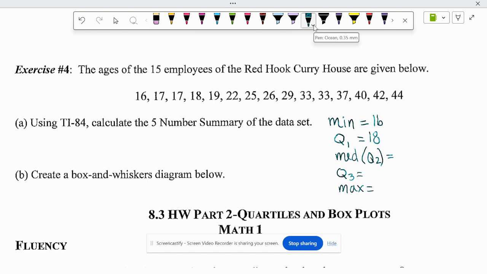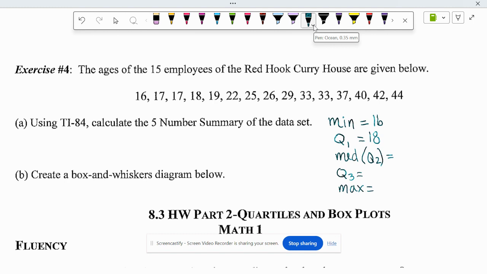Because your list is not L1, your list is Y1. You see that? List is still Y1, but really your data is put in L1. So you see how this says L1 right here? We just need to change that. That's fine. So just put it in L2.